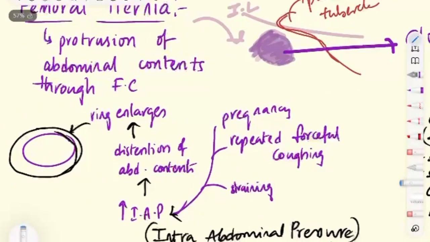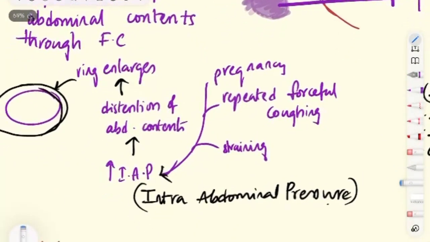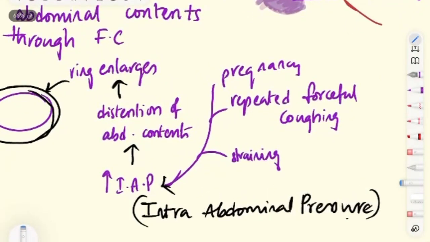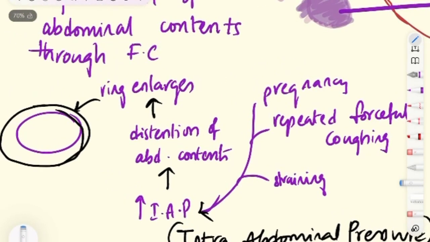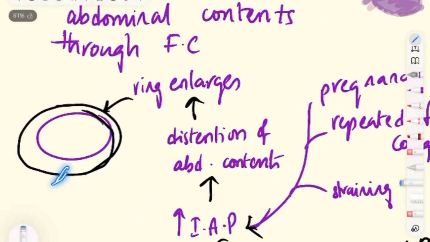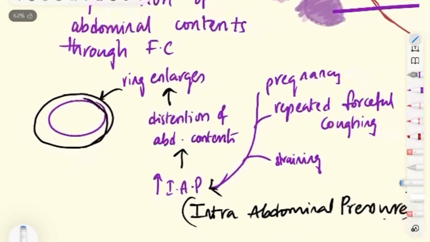Now then here we have how it actually happens. What can be the causes? So here we have pregnancy, repeated forceful coughing, or straining. Any of these three can cause an increase in the intra-abdominal pressure. When this happens, the distension of abdominal contents takes place through the femoral ring, and due to this, the femoral ring expands. It enlarges, as you can see here.